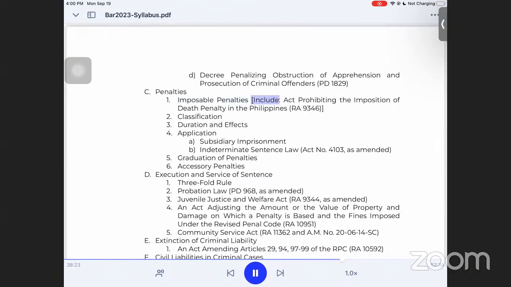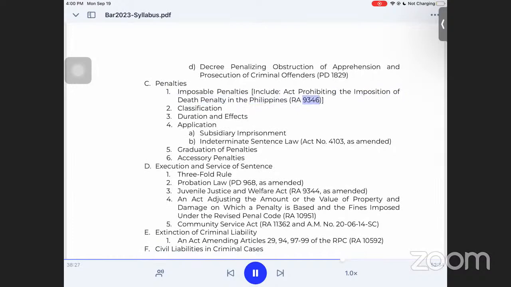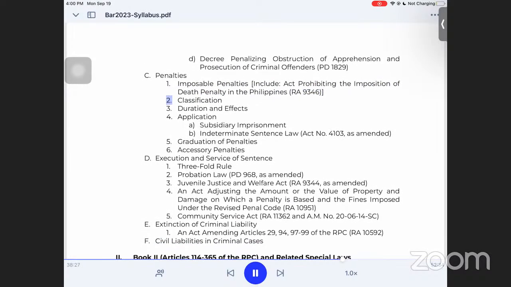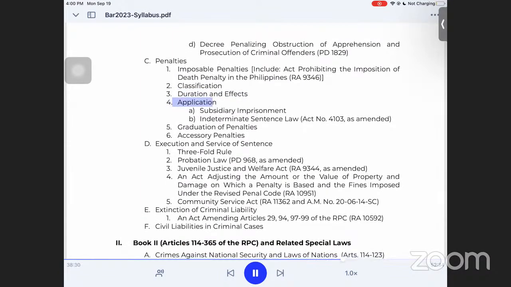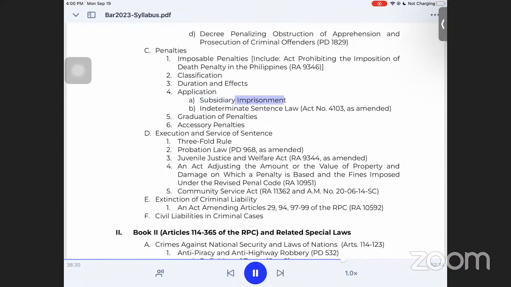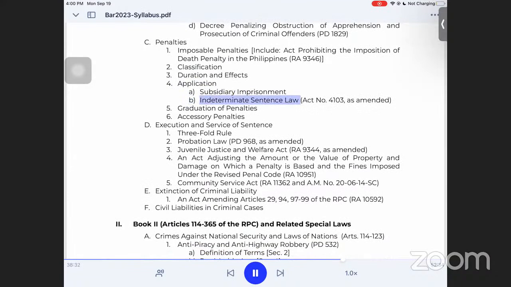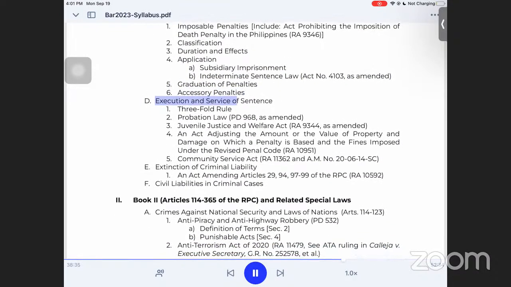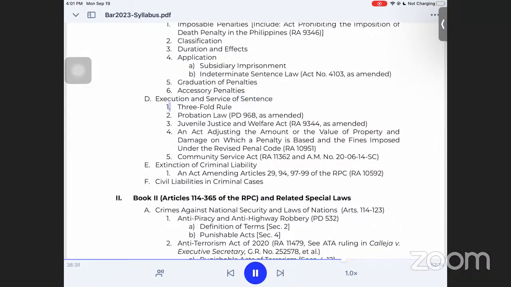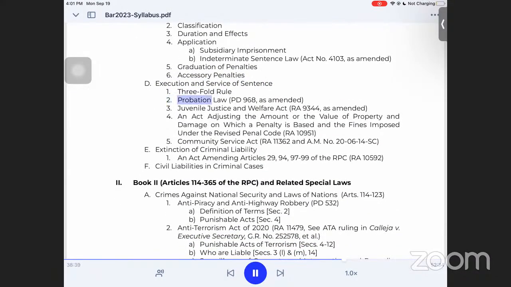Imposable penalties, including the act prohibiting the imposition of death penalty in the Philippines, RA 9346. 2. Classification. 3. Duration and effects. 4. Application. A. Subsidiary imprisonment. B. Indeterminate Sentence Law, Act No. 4103, as amended. 5. Graduation of penalties. 6. Accessory penalties. D. Execution and service of sentence. 1. Threefold rule. 2. Probation law, PD 968, as amended.